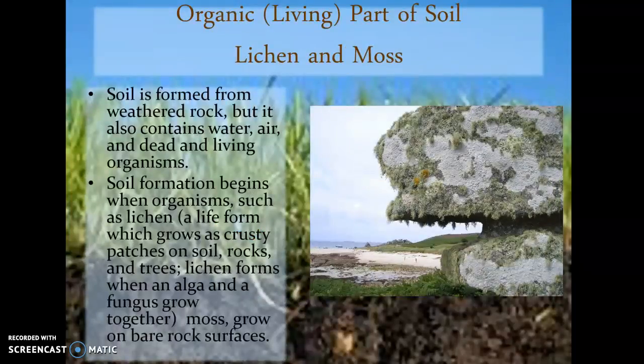The second part of soil is the organic, living, or once living part of the soil. And a lot of this happens from lichens and moss. So soil is formed from weathered rock, but to be rich in nutrients, it also needs water, air, and those dead and living organisms. So soil formation begins or continues when organisms, such as a lichen, which is a crusty kind of algae and fungus, or moss, grow on the bare rock surfaces, as can be seen here.